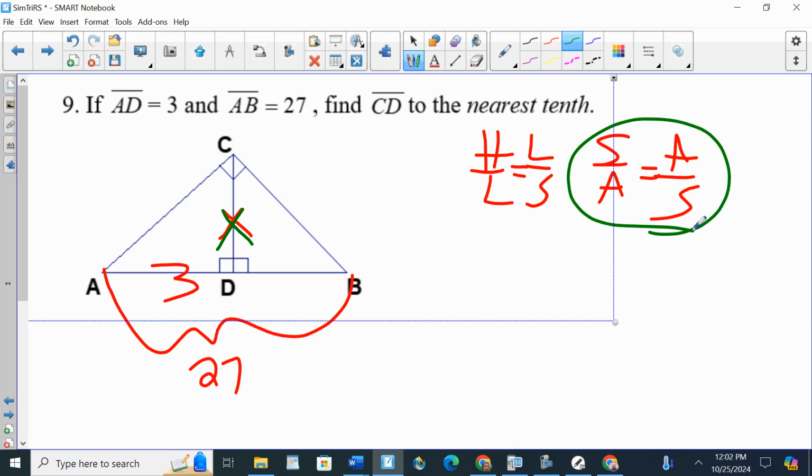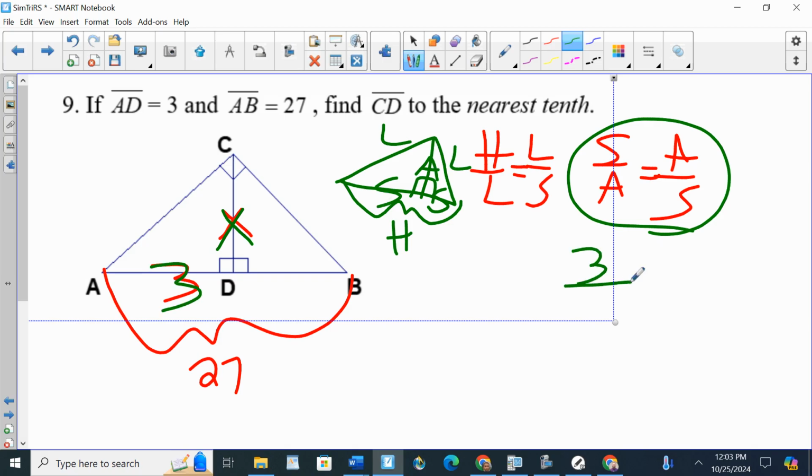And again, as far as this picture goes, this is H, L, L, S, S, altitude. So, S is 3 over A, A is X over the other seg. Now I don't quite have the other seg, expect to have to add or subtract pieces. Since this whole thing is 27 and this piece is 3, I subtract them and I get 24.